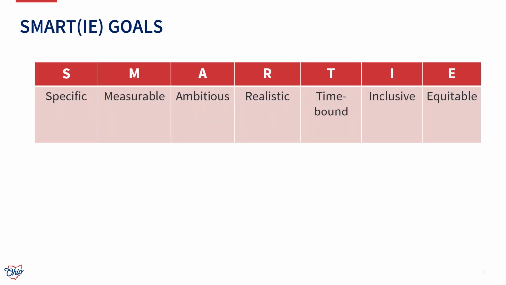Measurable performance goals should be specific, measurable, ambitious, realistic, and time-bound. The goals should also be inclusive and equitable. The measurable performance goals must tie back to the analysis of data and factors contributing to underachievement in literacy.